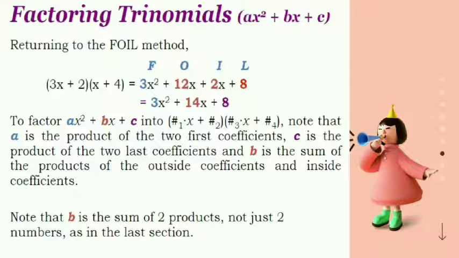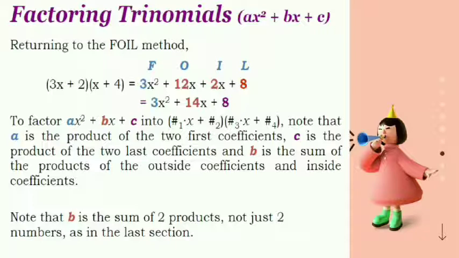Now let's talk about factoring trinomials ax squared plus bx plus c. If we turn to the FOIL method, we're going to have it like this: 3x plus 2 times x plus 4. So the answer will be 3x squared plus 12x plus 2x plus 8. So bring down the 3x squared, add the 12x plus 2x, so that will be 14x, then bring down the 8.